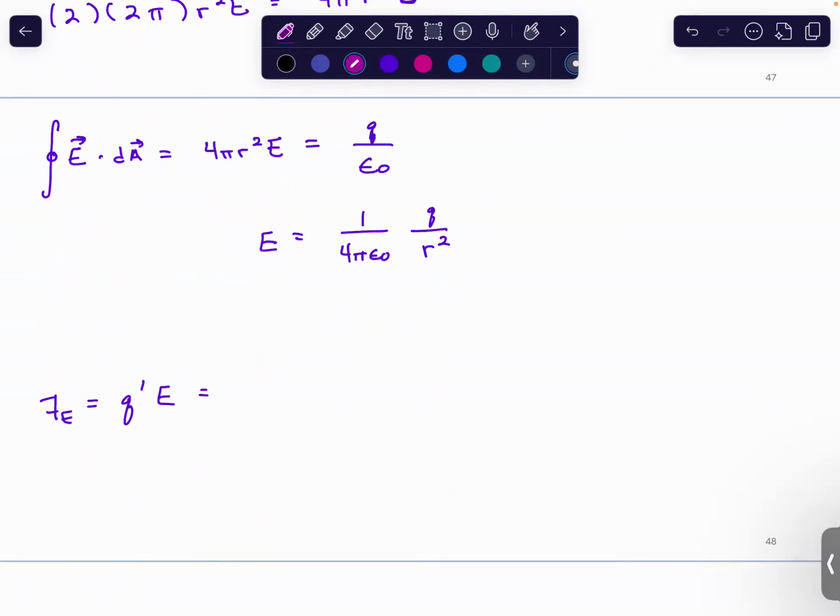This is something you're going to want to remember. You're going to use it a lot. And so now you're going to have 1 over 4 pi epsilon 0 Q prime times Q over r squared, or Q1 times Q2 over r squared. So we get Coulomb's law.